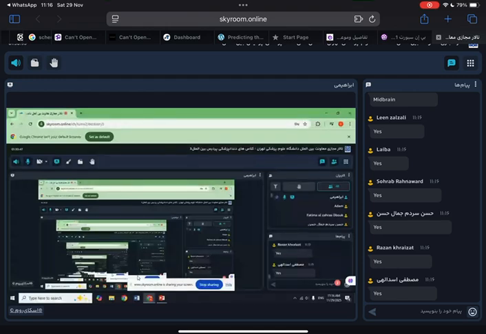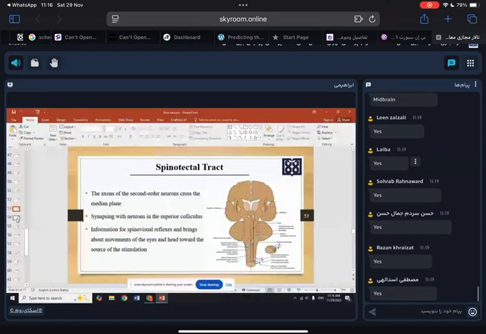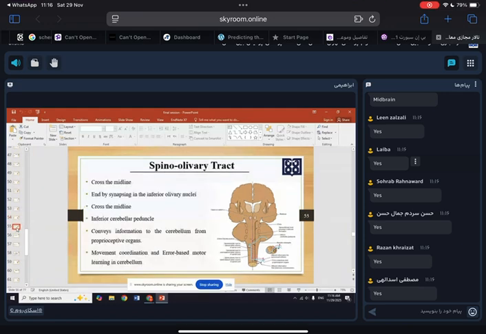Okay, we continue. Spinotectal, I told you. The next part is spino-reticular. I told you about the reticular formation, you are seeing the black color. The information comes to the spinal cord, passes, and terminates at the reticular formation in the brainstem. After that, by means of connections, it is involved in consciousness and also awareness. I told you before.